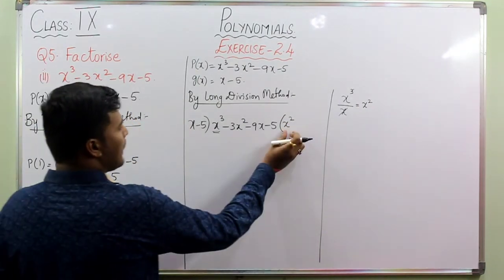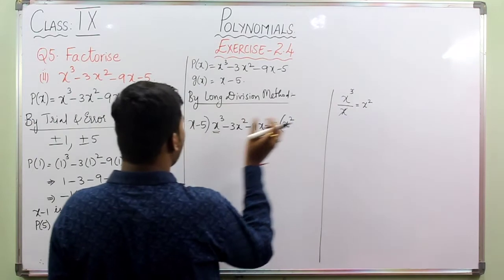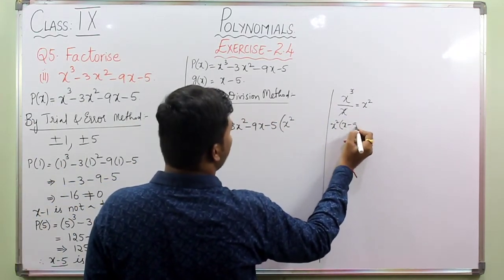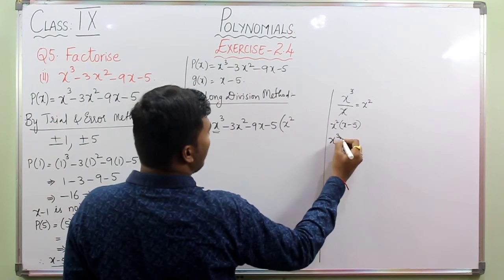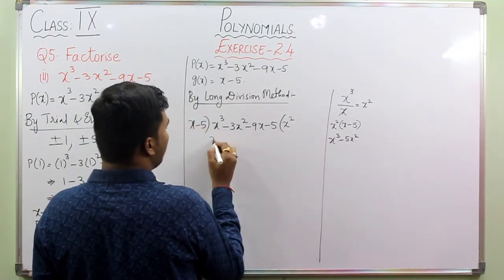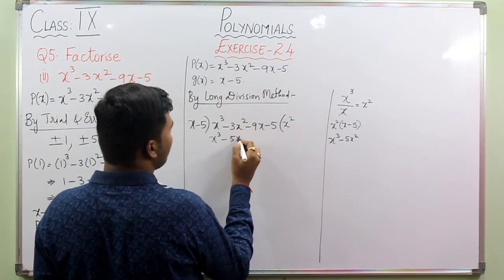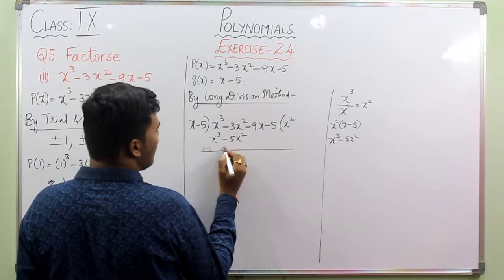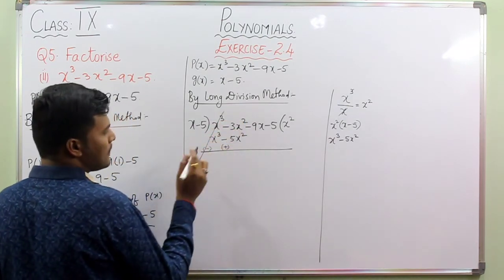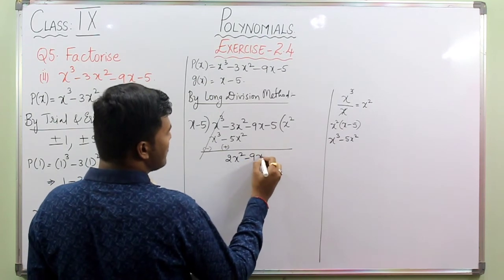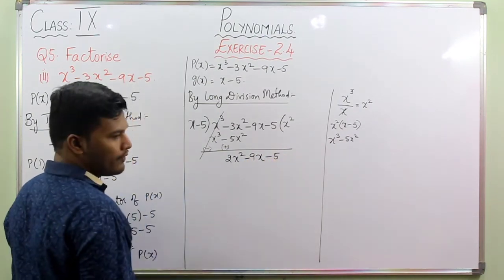After writing whatever you are getting, this should be multiplied with the divisor, that is x square into x minus 5. Then it will become x cube minus 5x square. So we will get it as x cube minus 5x square. Now change the symbols, minus plus. So this will get cancelled and we are left with 2x square minus 9x minus 5.